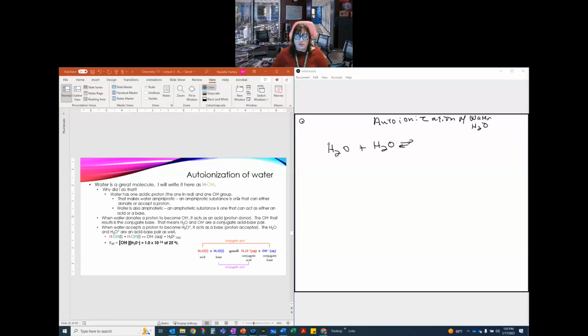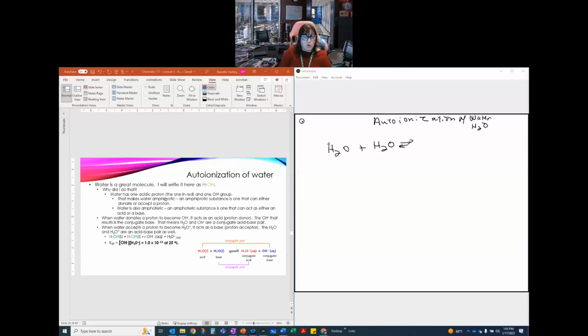Water is a great molecule, and I can write it as HOH. And we do that to show that it's an acid and a base together. Now, water has one acidic proton, the one in red, and one OH minus group. That makes water amphiprotic. An amphiprotic substance is one that can either donate or accept a proton. It's also amphoteric because it can act as either an acid or a base.